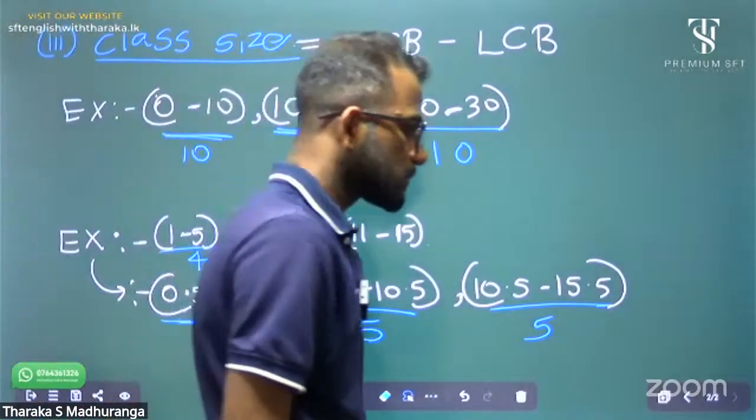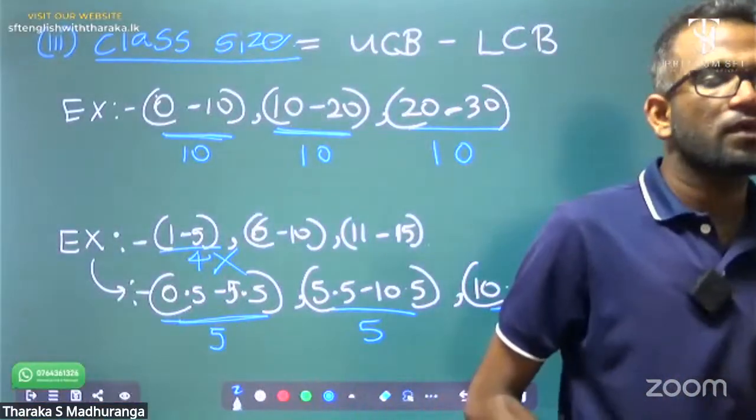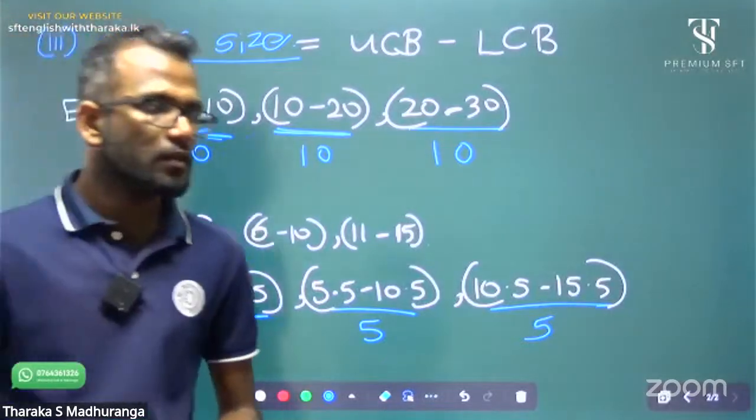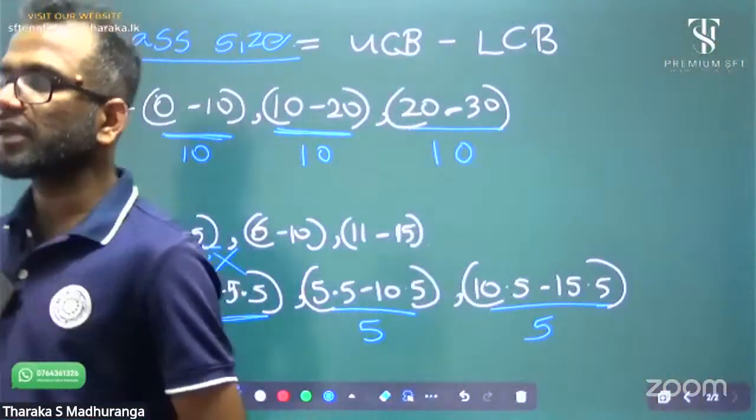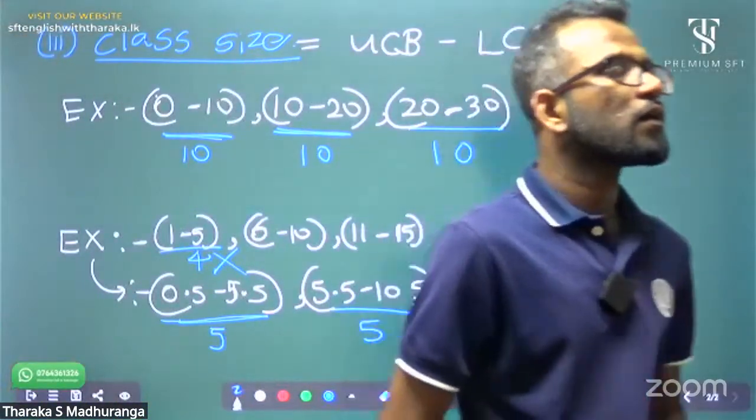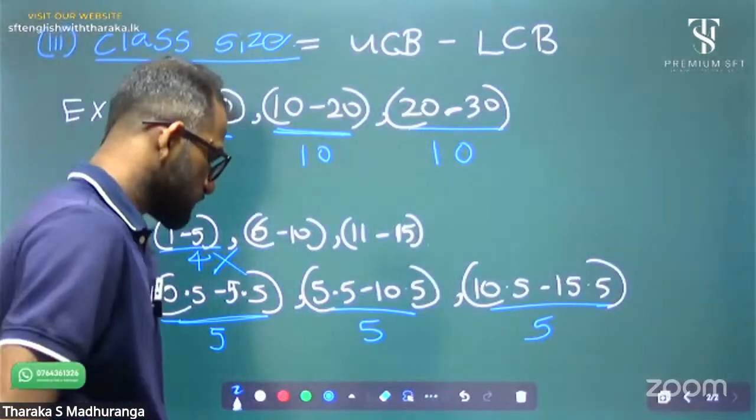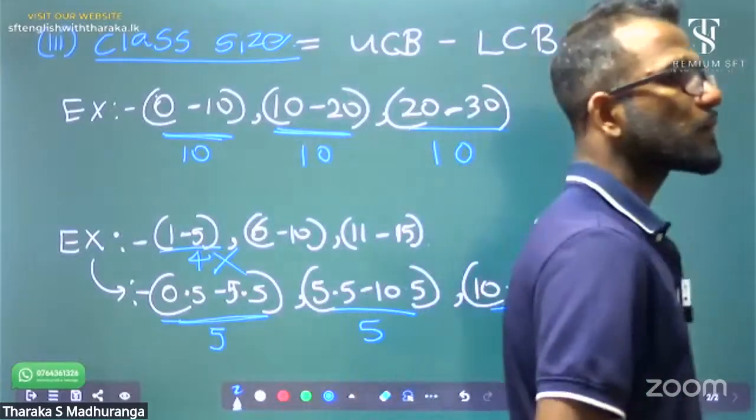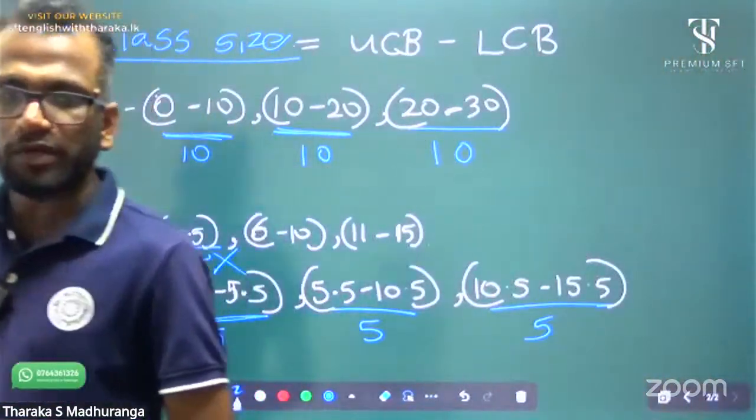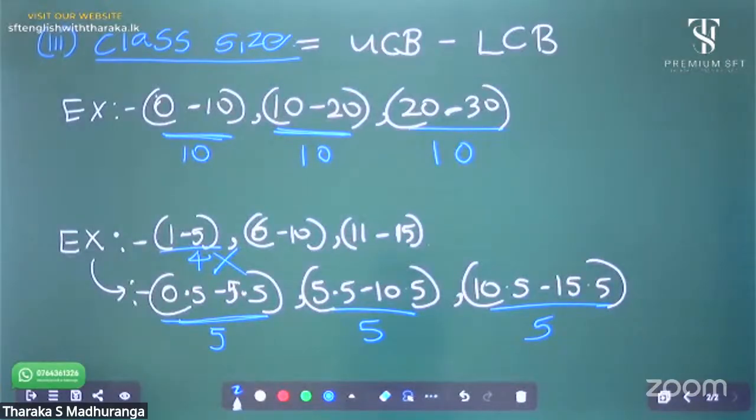Okay, write down the first point. The maximum number of different data possible to include in one class is called the class size. Okay, write down below. Class size equals upper class boundary minus lower class boundary. You can't use class limits. Write down examples.